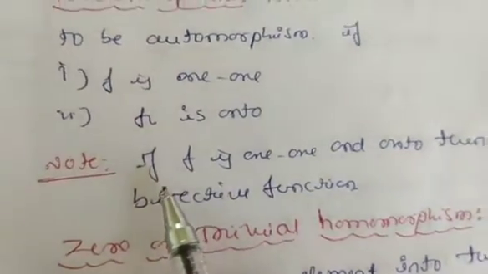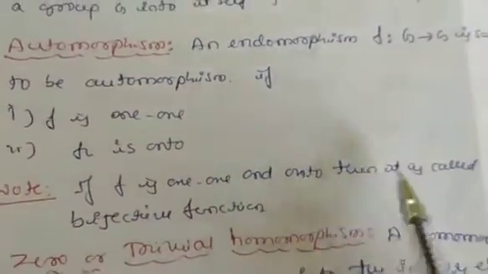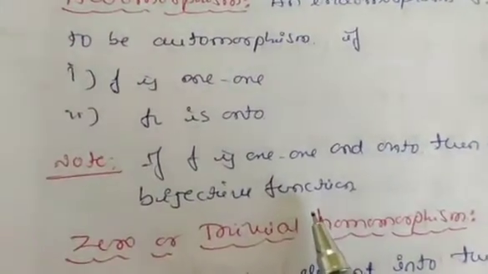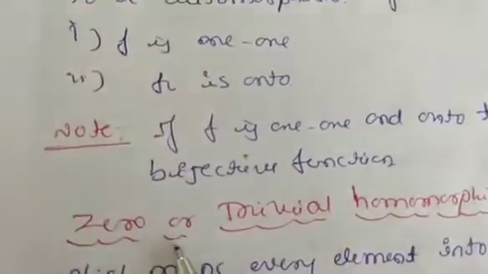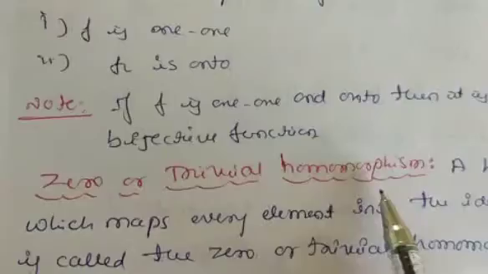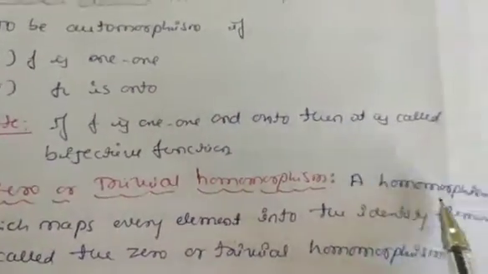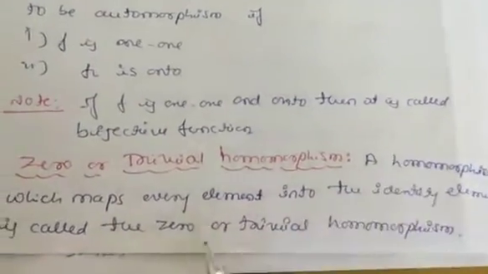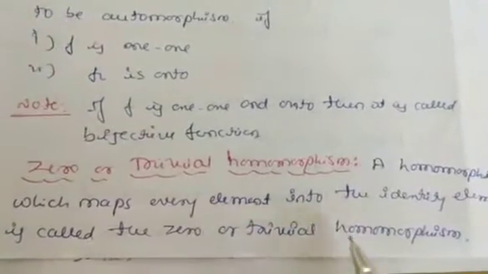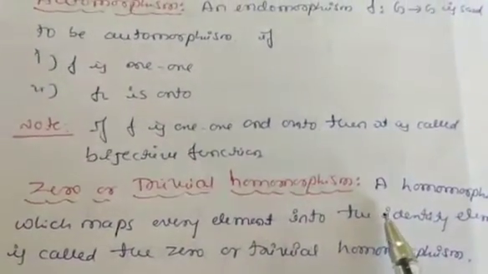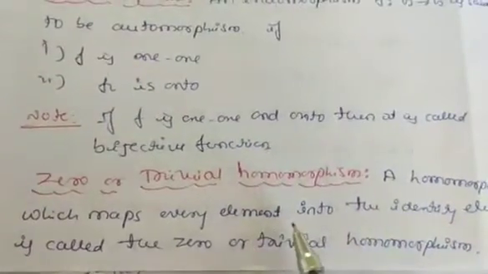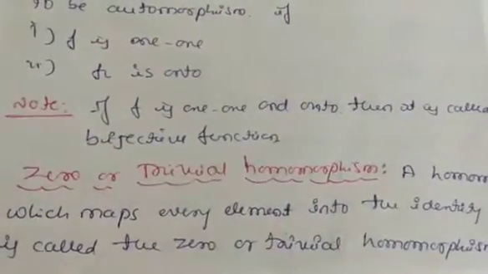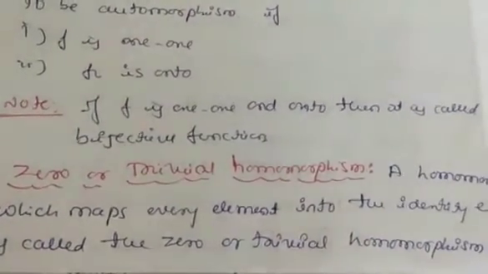Take one note. If F is 1 1 and onto, then it is called bijective function. This we know. If a function satisfies both 1 1 and onto, then we can call it as a bijective function. Let us take one more definition, zero or trivial homomorphism. So a homomorphism which maps every element into the identity element is called the zero or trivial homomorphism. If it maps only to the identity element, then we can call it as a zero or trivial homomorphism.